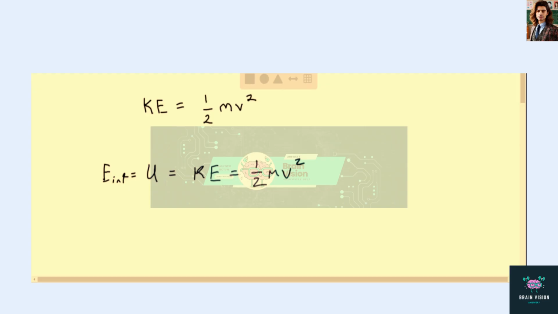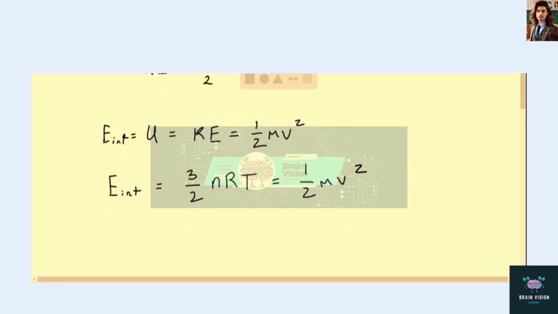And we can also express the internal energy for a monoatomic ideal gas as 3/2 nRT. So if we just set both of those sides of the equation equal to each other, we'll have 3/2 nRT is equal to 1/2 mv squared. We can see that the halves will cancel right away.